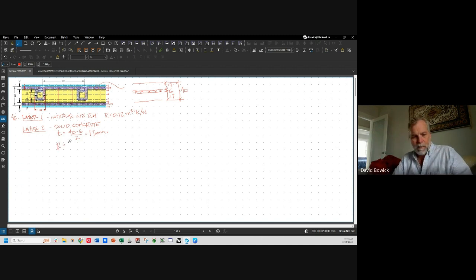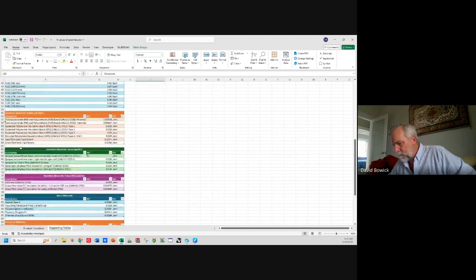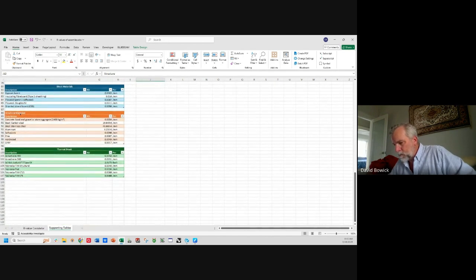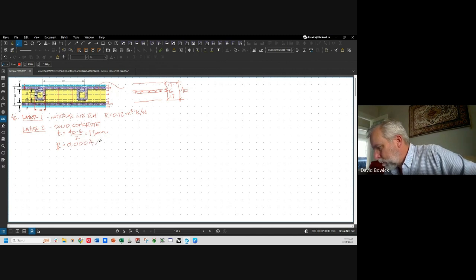Okay, now we got to go look up our R. We're going to go back to our handy table. Structure, this is on my layer types. These are in order, so we see structures right down at the bottom. Go down here to structure. Structural materials, concrete, 0.0004 per millimeter.